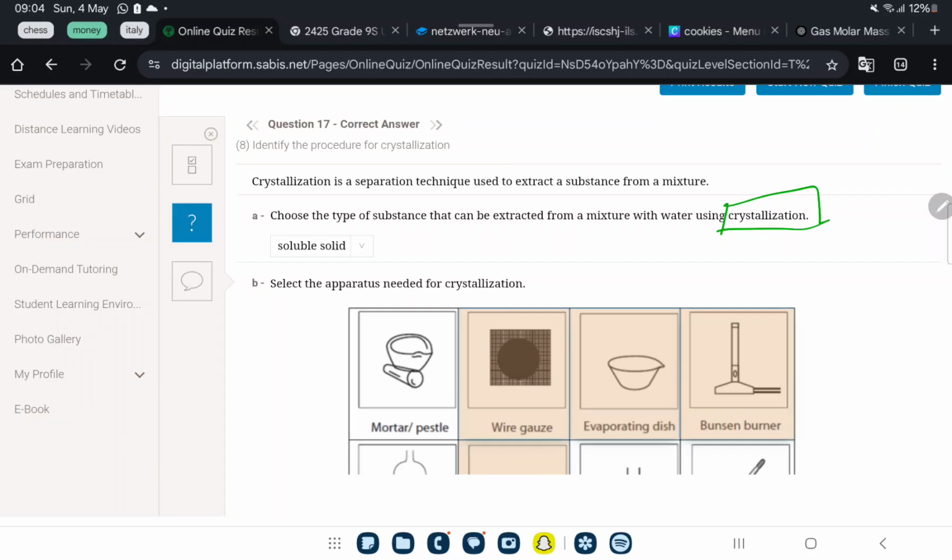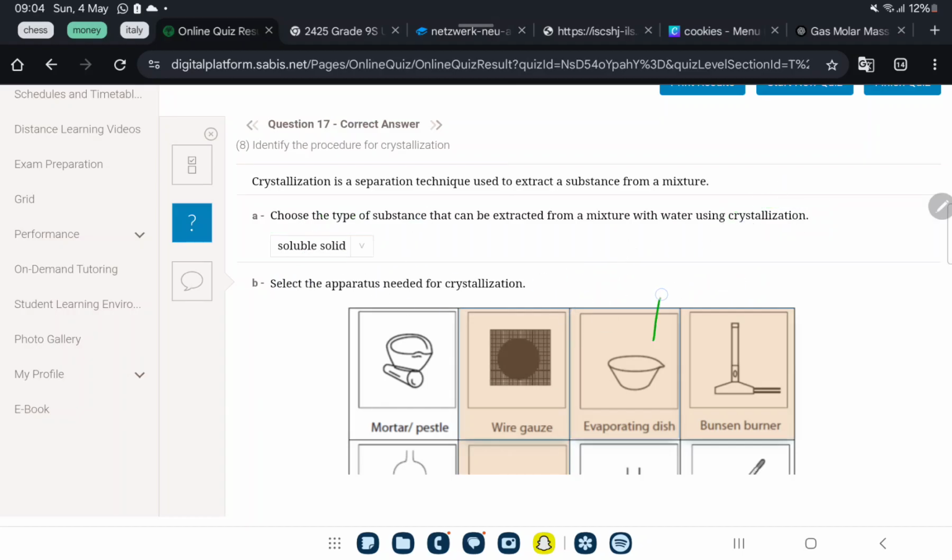So crystallization, you have a solid dissolved in a liquid. You're not going to use crystallization for sand and water. You would use filtration for that. So crystallization is going to dissolve it, so it's soluble.